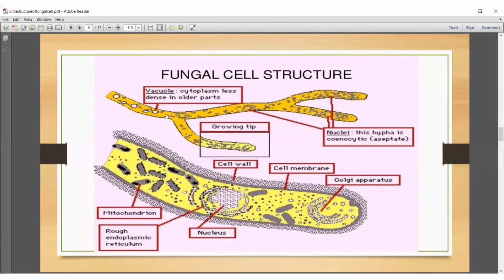So the number of vacuoles is more in older parts than in younger part. In the younger part, how will the number of vacuoles be? Fewer. Nuclei, this hypha is coenocytic or septate. Okay.